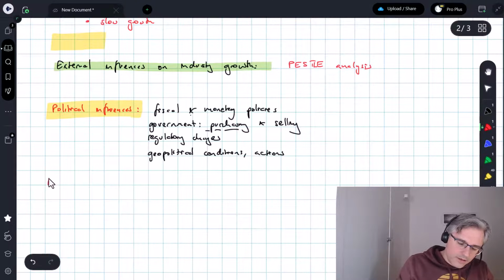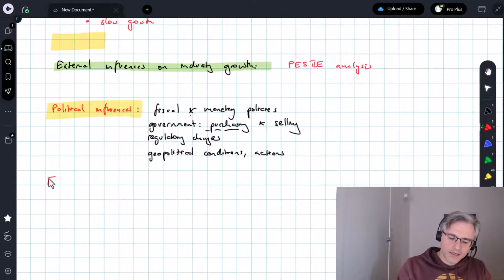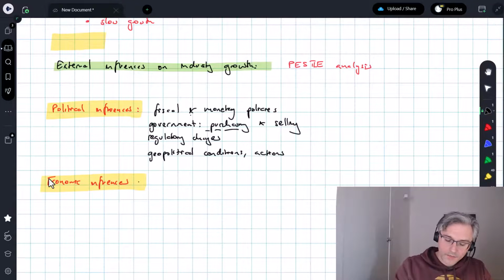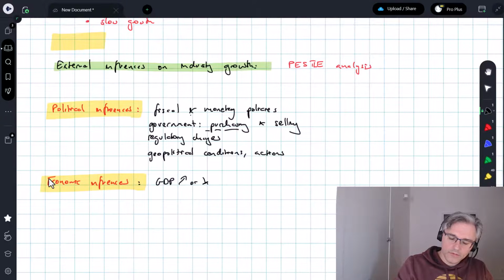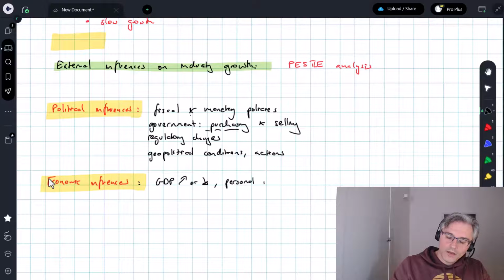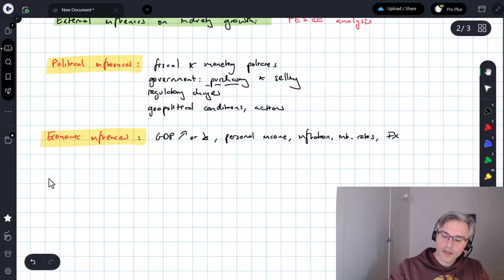Okay, next influence from the PESTLE framework. So we've got the P. Next one is economic influences. And these are, once again, a pretty broad category. So, what's happening to GDP, up or down, or, typically GDP grows, but at what pace? What's happening to personal income of consumers, right? What's happening with inflation? What's happening with interest rates? What's happening with foreign exchange rates?